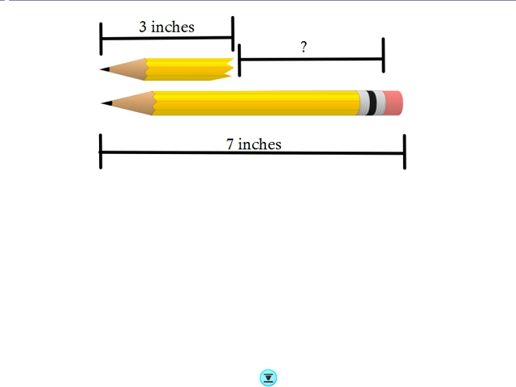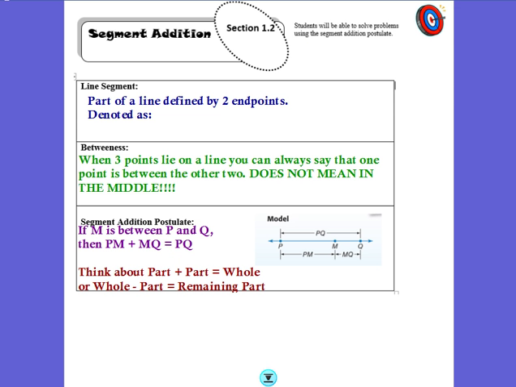I sort of feel like Dora the Explorer right now, asking you a question, and I'm not going to hear what you say. But if the original pencil is 7 inches and I break off a piece that is 3 inches, hopefully you responded that you'd be left with a piece of the pencil that is 4 inches. That, essentially, is segment addition. So, what I would like you to do right now, take a moment, pause the video, and copy down these definitions.